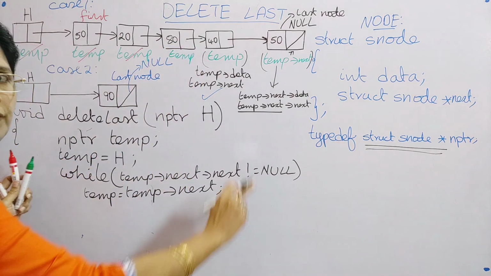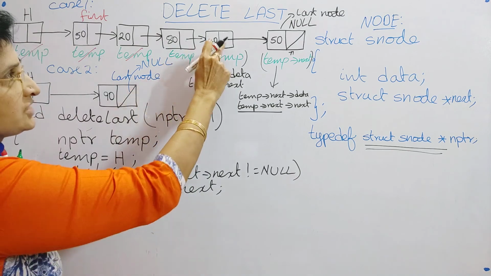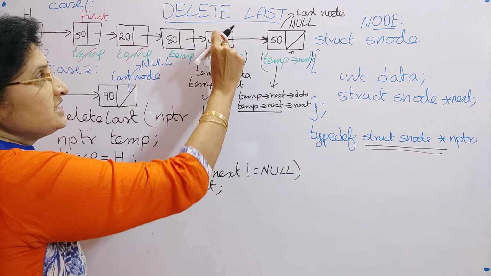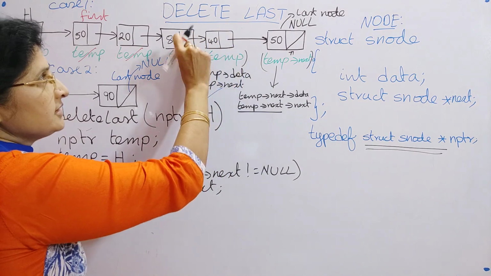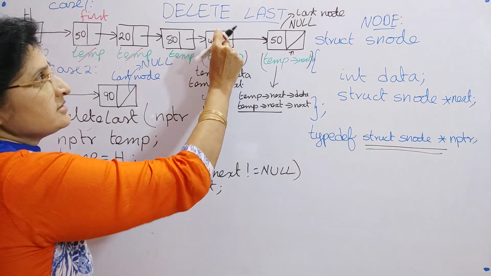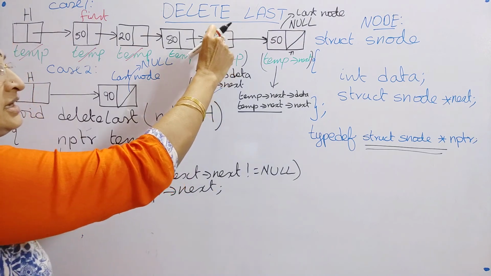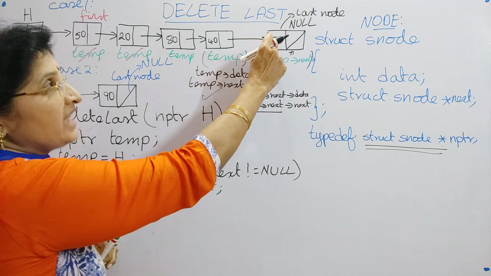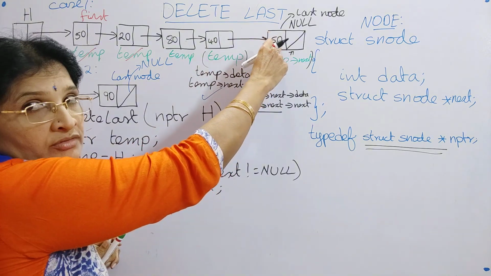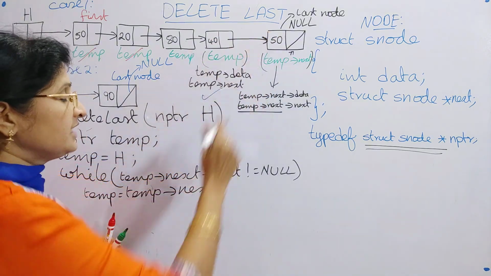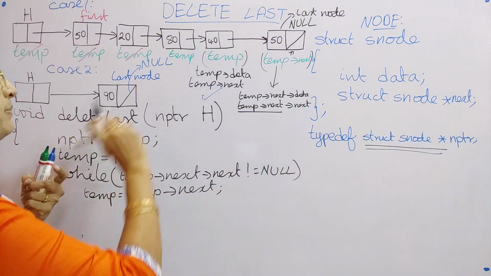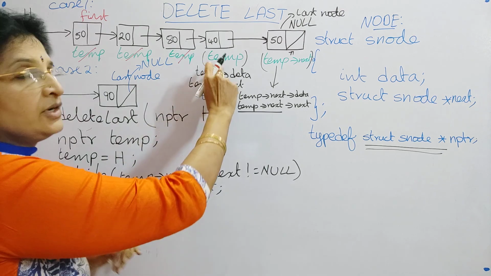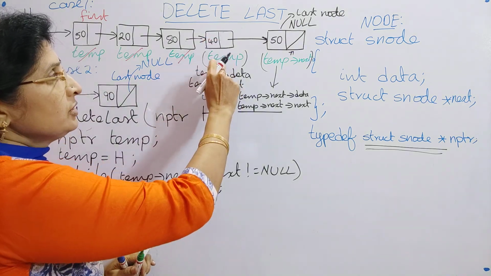So again it will go for the check condition. So temp next, that is this one. Is this equal to null? No, it is not equal to null because it is holding the address of this node, that is 50. So again the condition is true. So again what will happen? Again the temp from here it will move to the temp next. So now temp is here.